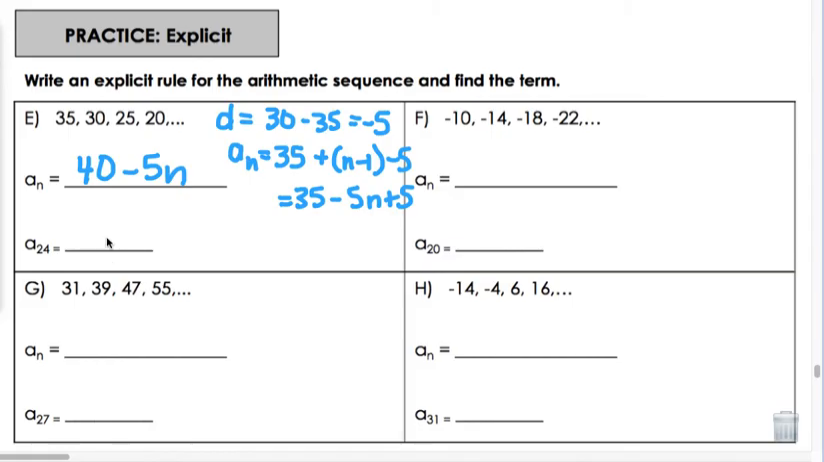And I'm looking for a sub 24, so I can substitute that in. a sub 24 equals 40 minus 5 times 24, because that's my term number, and I will get negative 80. Okay, that is lesson 10.2 on arithmetic sequences.